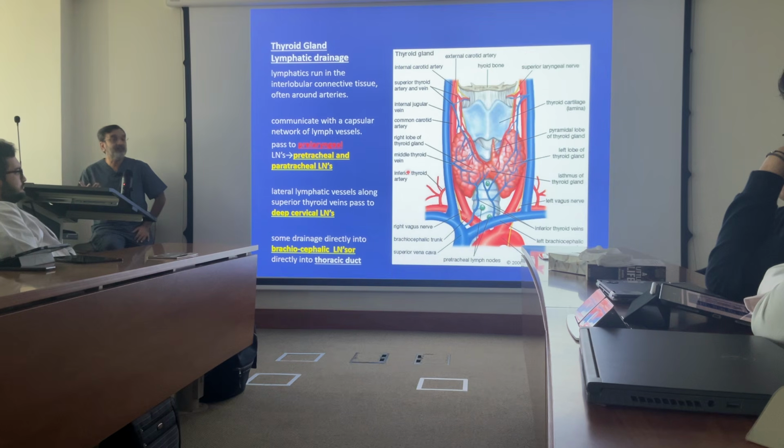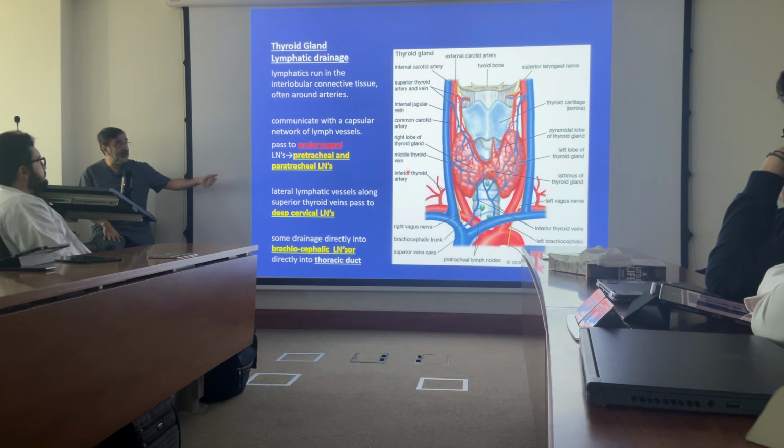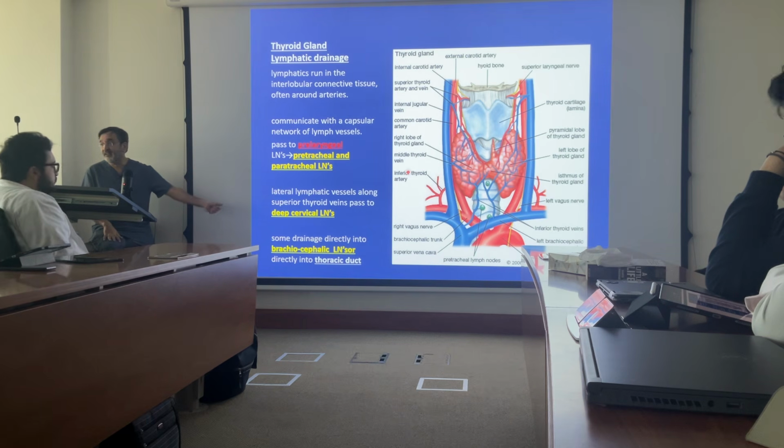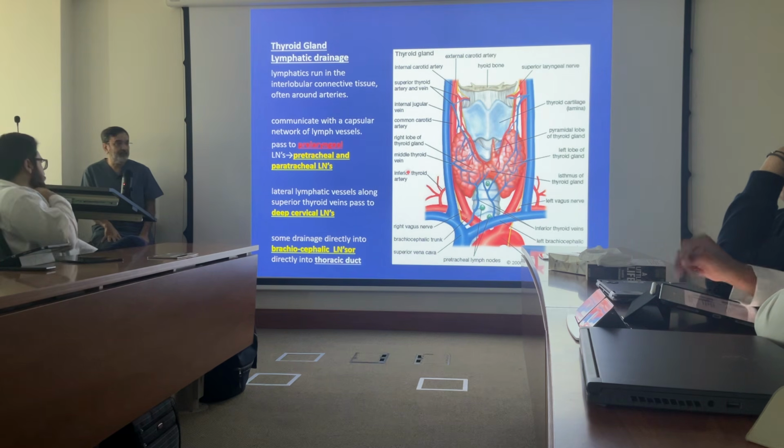Why are these lymph nodes important? If you have a thyroid cancer, the lymph nodes which you are going to look for are prelaryngeal, pretracheal, paratracheal, and deep cervical group of lymph nodes.